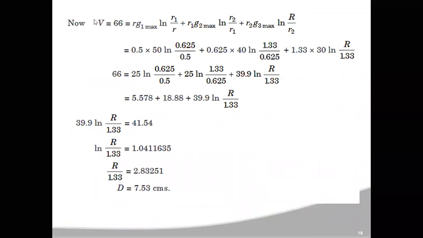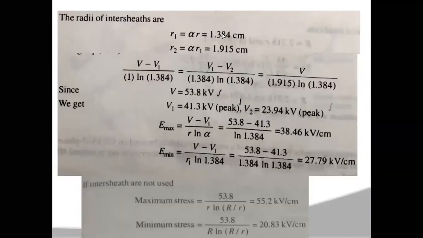So the operating voltage V expression is this one: V equals r G1 max ln R1 by r, plus R1 G2 max ln R2 by R1, plus R2 G3 max ln capital R by R2. So how did you get this expression? Let us see. I will show you how you got this.